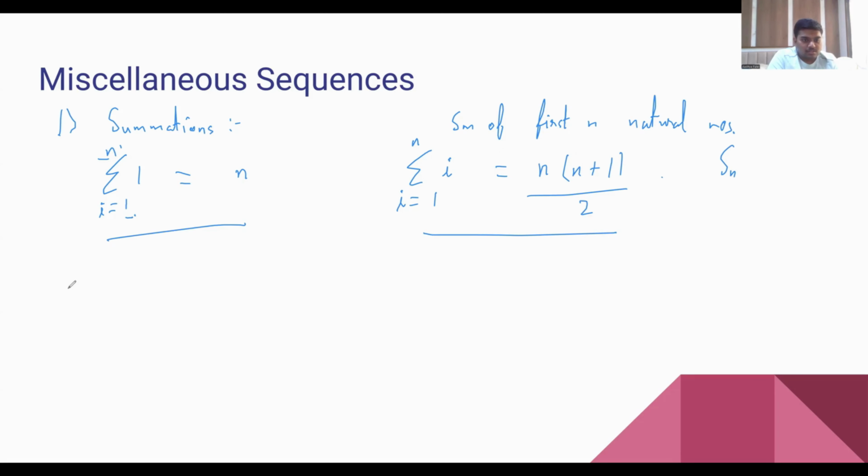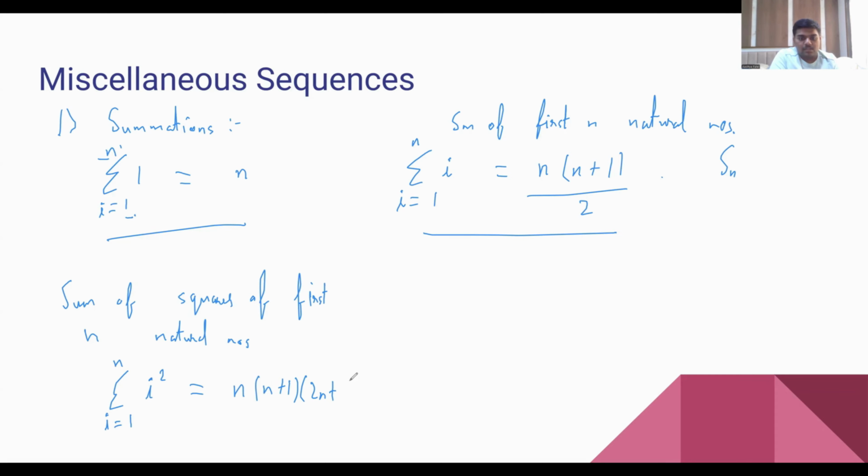The third one is sum of squares of first n natural numbers. So summation i is equal to 1 till n, i square is equal to n into n plus 1 into 2n plus 1 divided by 6.